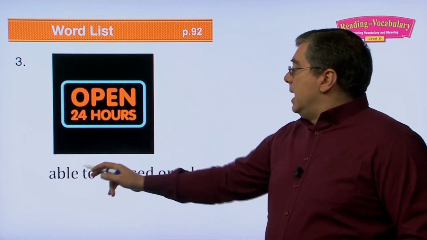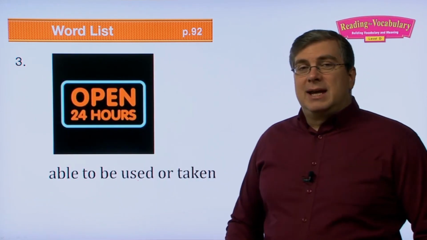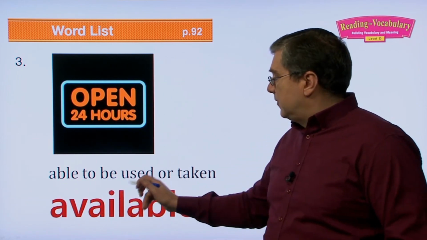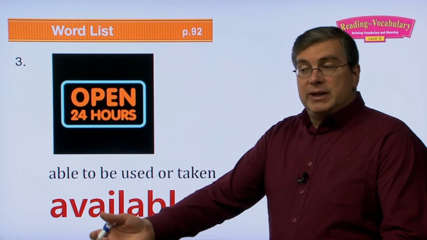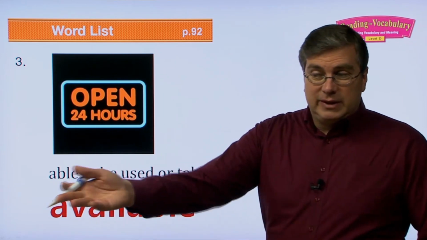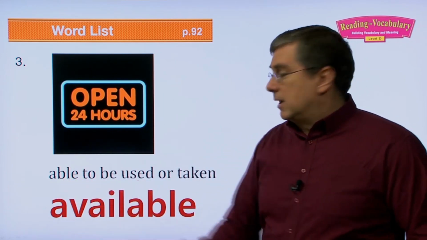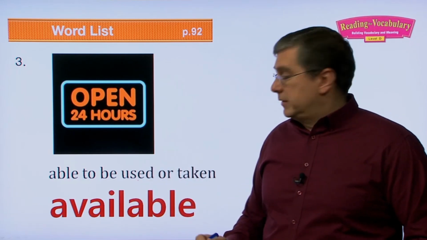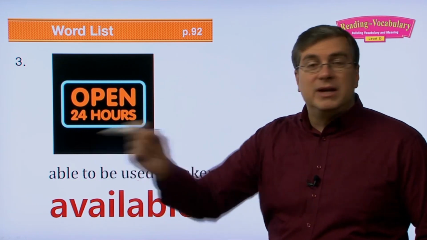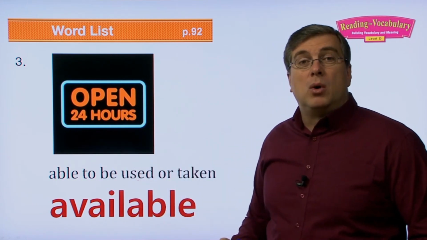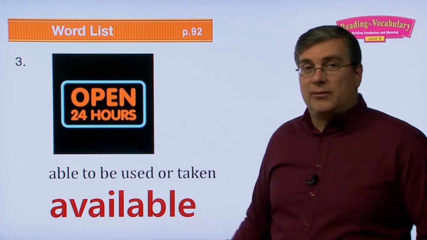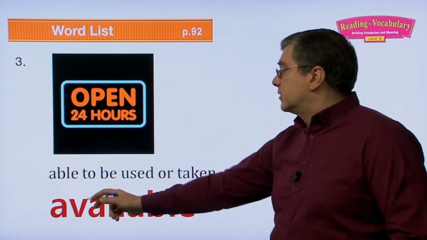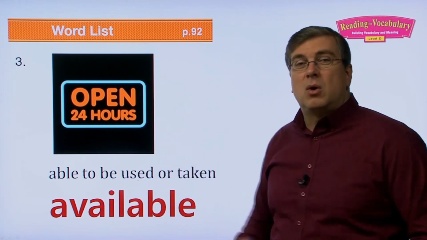Number 3, able to be used or taken. Able to be used or taken, we say it's available. If there is a seat empty in a restaurant, you can say, is this seat available? Can I sit there? Can I use it? Can I take it? If you go somewhere and you want to be able to use a piece of equipment, for example, you go to a bowling alley and there's some shoes on the shelf. Are they available? Yes, you can use those shoes to go bowling, right? So are they available? You can use them or you can take them.